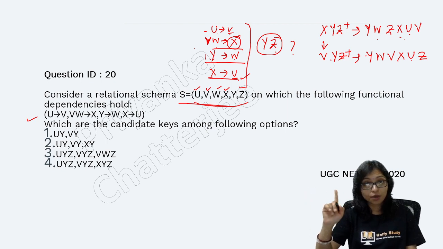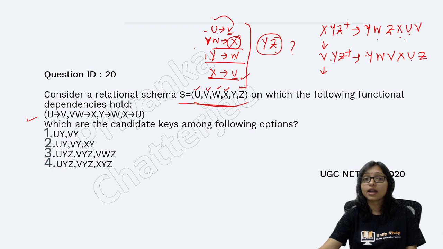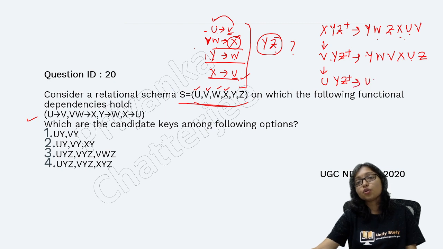No, don't stop. Here V also, can I replace it with anyone? See that V can be identified with U also. So that's why I will replace V with U. And after that I will try. U can identify V. Now UV is done. Now you can check Y is already there. So Y can identify W. So now VW together can identify X also. Now X can identify U also. And Z is already there.